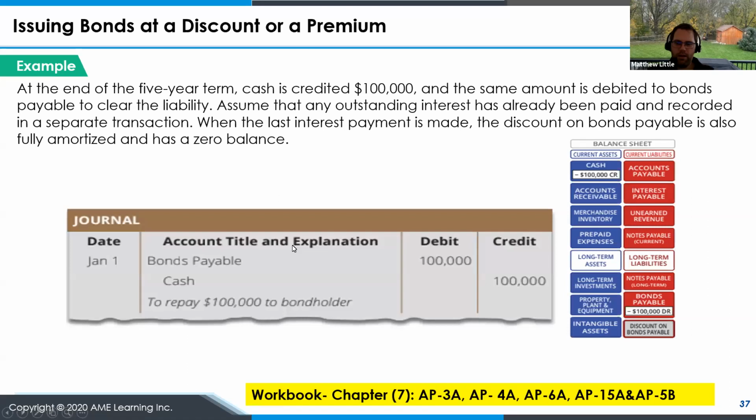Okay, again, and no matter what, whether it's discount or premium, at the end of the 5 years, when we repay the cash to the bondholder, the book value of our liability is $100,000 in both cases. So the payment, January 1st, 5 years after the date of issuance, would be the same no matter what they pay, whether it was a discount or a premium. So it would be a credit to cash of $100,000 and a debit to bonds payable of $100,000.